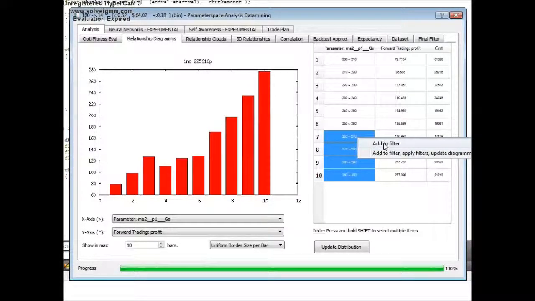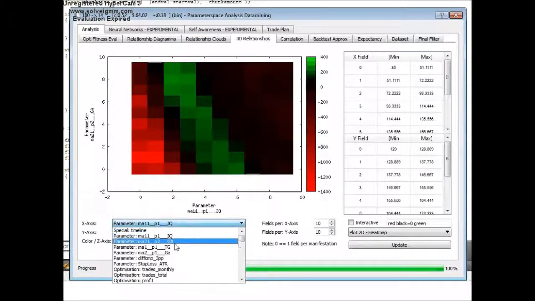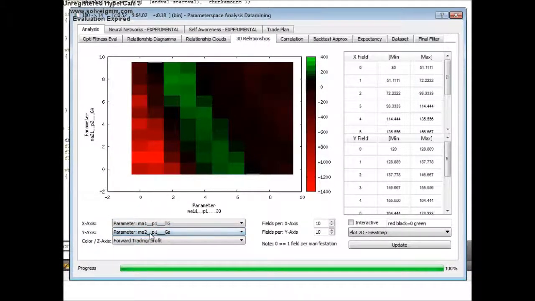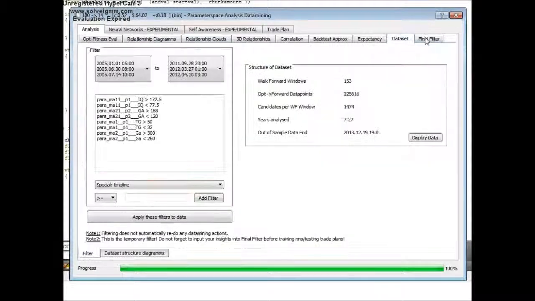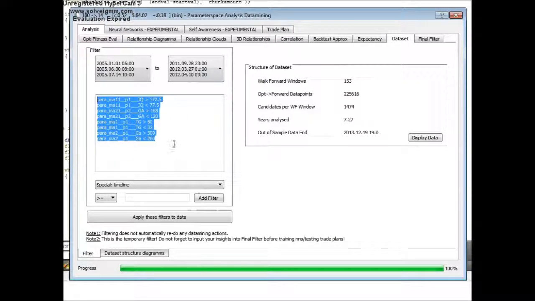We add to filter, and before we apply the filter we want to, as we did in the entry, also view the 2 exit parameters in relation to each other and in relation to forward trading profit, and here we can see it doesn't really matter what we use here as long as we stay in this territory. So this is pretty good, and now we know not only the best parameters for the entry cross but also for the exit trigger, and we can apply this again.